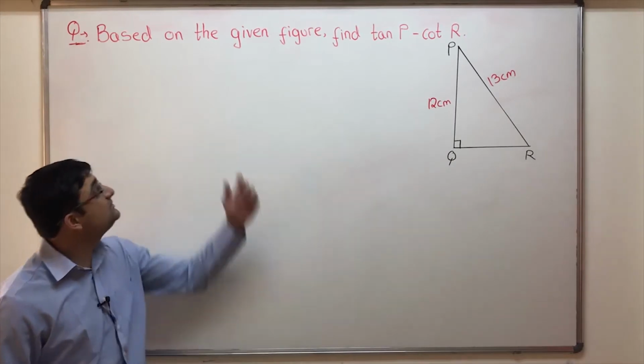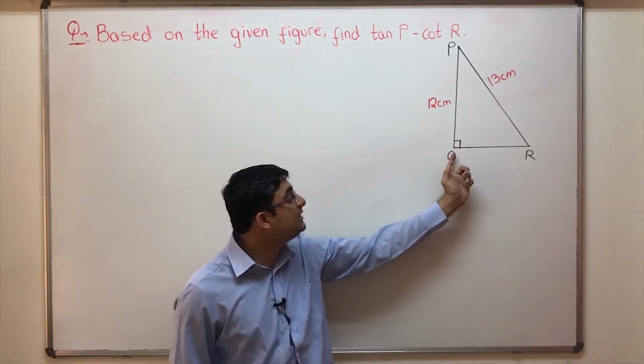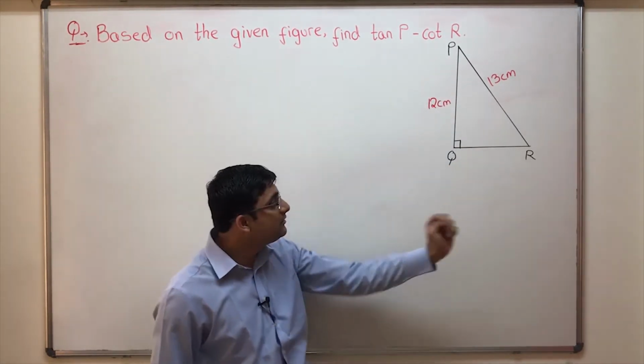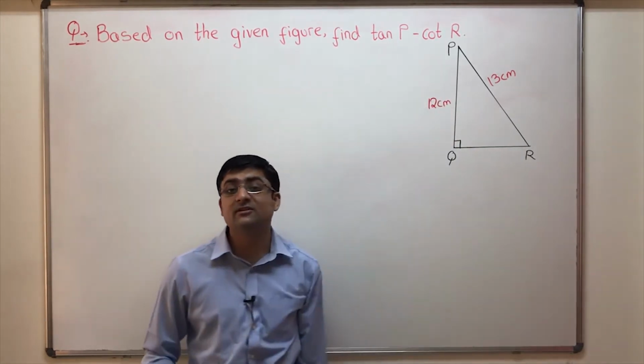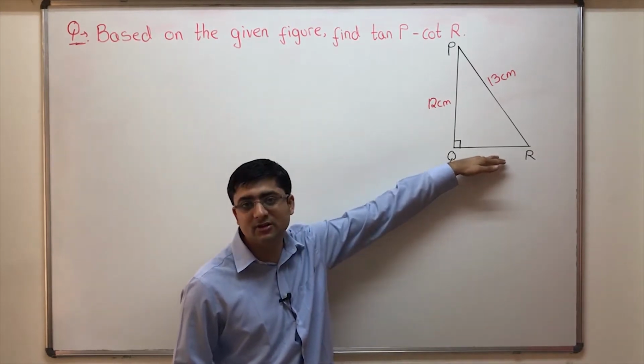So let's read the question. Based on the given figure, we're given a right angle triangle PQR, right angle at Q. We have to find tan of P minus cot of R. Now if you notice in this figure, only two sides are known to us. To find any trigonometric ratio, we basically need all the three sides of a triangle. So the first step is to find the third unknown side.